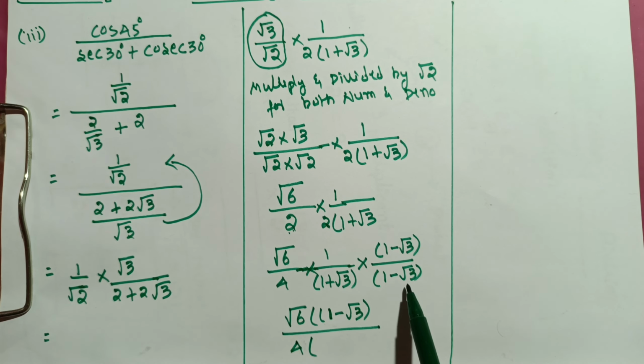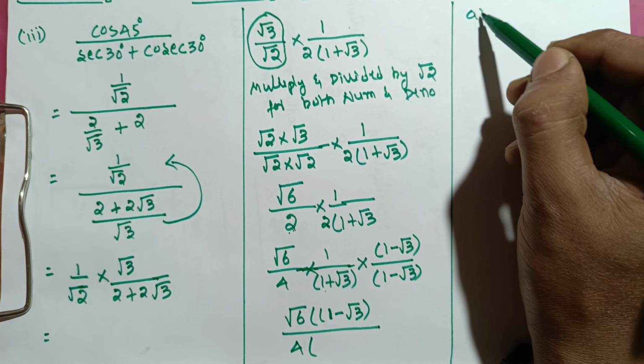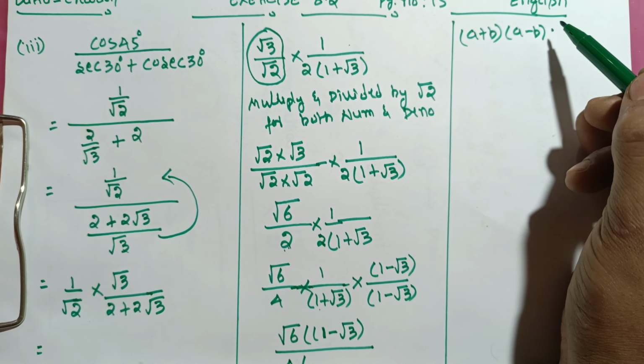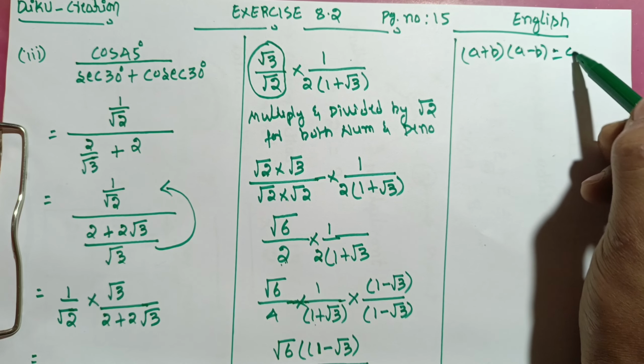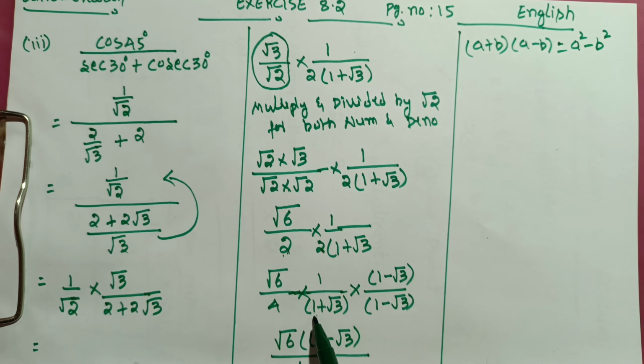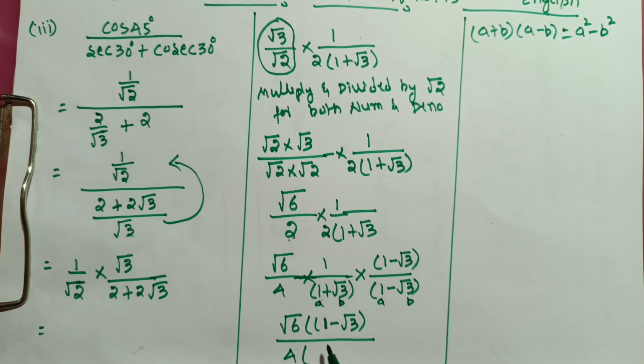So here you can apply, it is in the form of a plus b into a minus b. It is in this form, a plus b into a minus b, that is equal to a square minus b square. See, 1 plus root 3, a b, in between 1 plus 1 minus, therefore this becomes what? A square. A square is 1 square minus root 3 square.